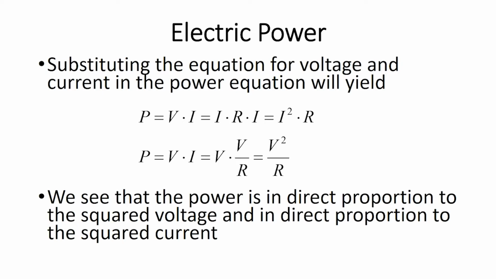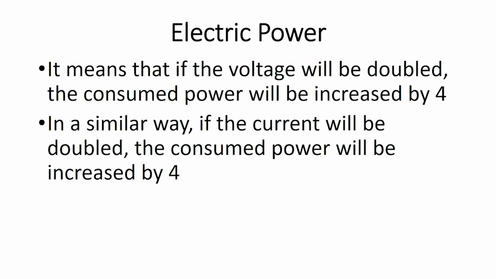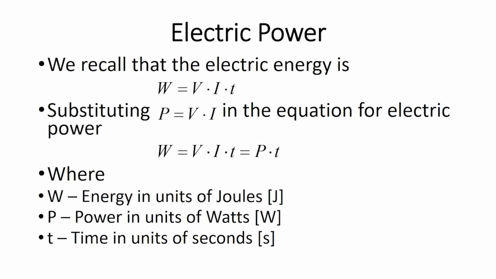We see that the power is in direct proportion to the squared voltage and is in direct proportion to the squared current. It means that if the voltage will be doubled, the consumed power will be increased by 4. In a similar way, if the current will be doubled, the consumed power will be increased by 4.